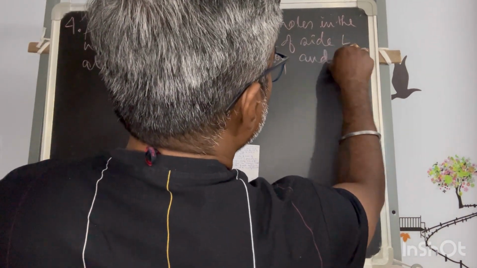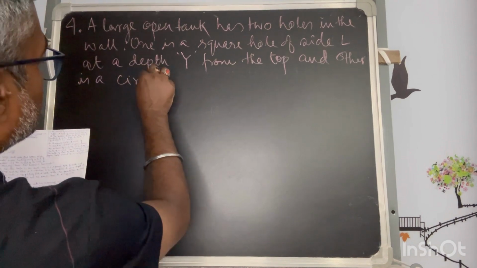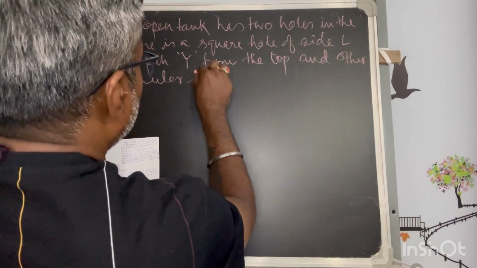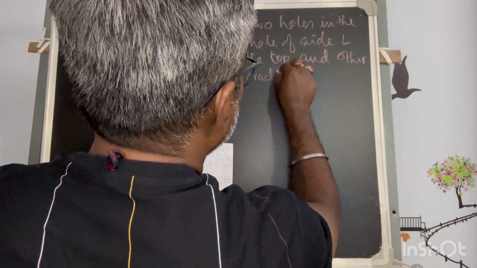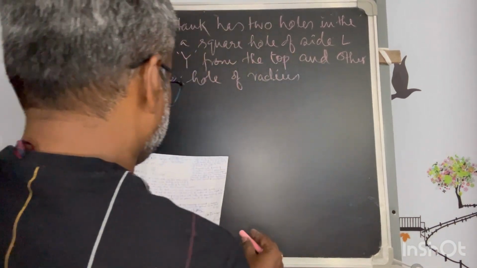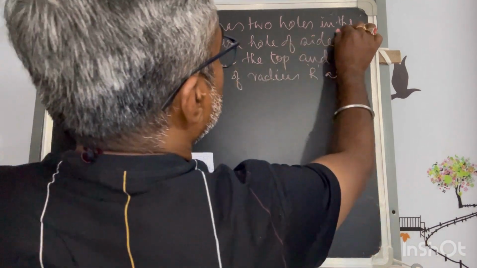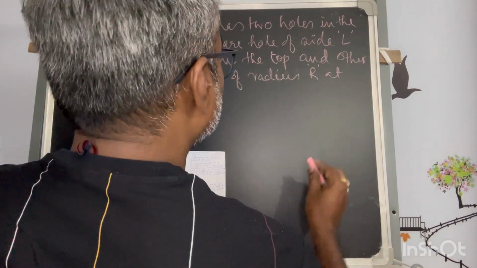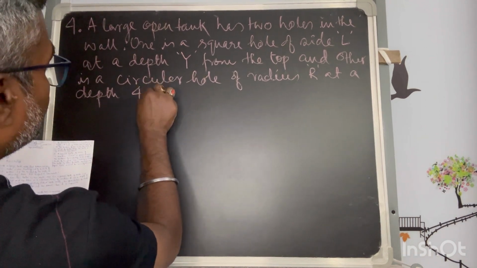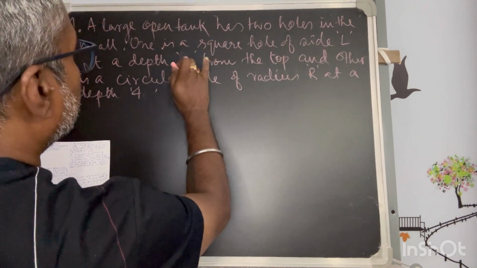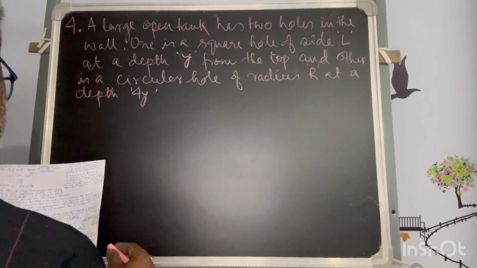And the other is a circular hole of radius R at a depth 4y, since if we take it in the same small letter, we find 4y, from the top.